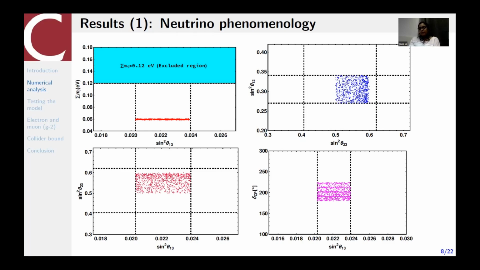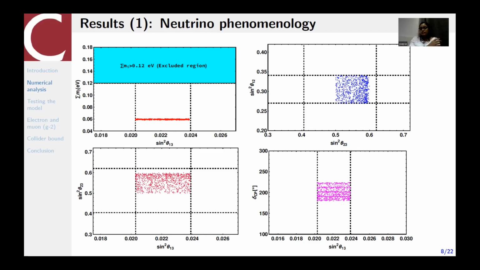And from the second and third panels we can see that sin square theta 23 basically allows the upper octant, because all the ranges are between 0.5 and 0.6. That means it allows the upper octant, where the theta 23 value will be greater than 45 degrees. And from the fourth panel you can conclude that delta CP has a very constant value, of the order of 140 degrees to 240 degrees.